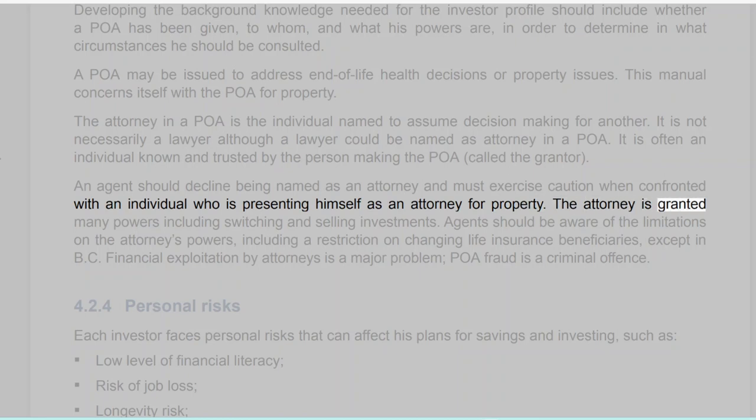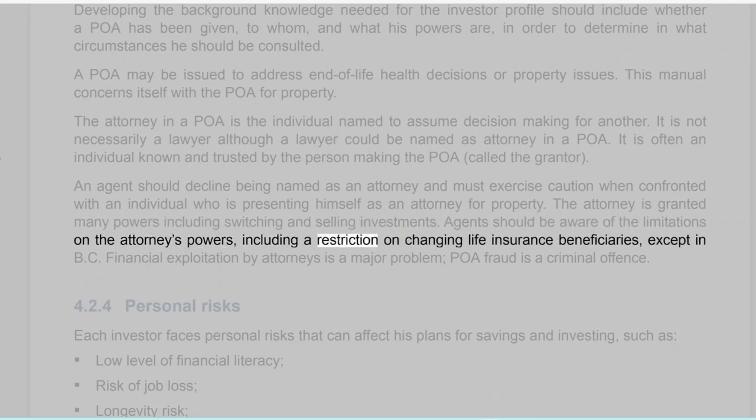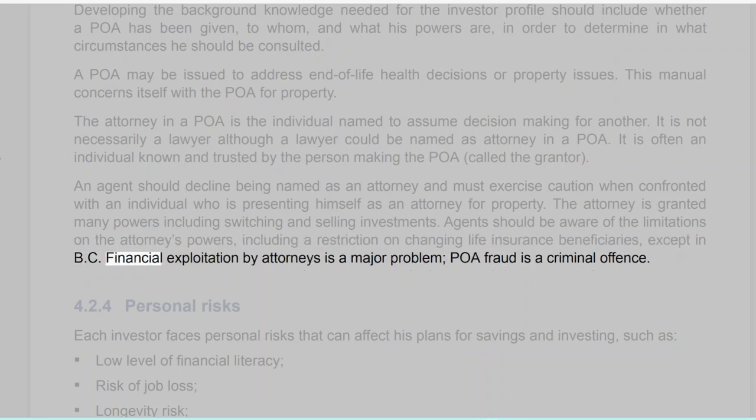The attorney is granted many powers, including switching and selling investments. Agents should be aware of the limitations on the attorney's powers, including a restriction on changing life insurance beneficiaries, except in BC. Financial exploitation by attorneys is a major problem. POA fraud is a criminal offense.